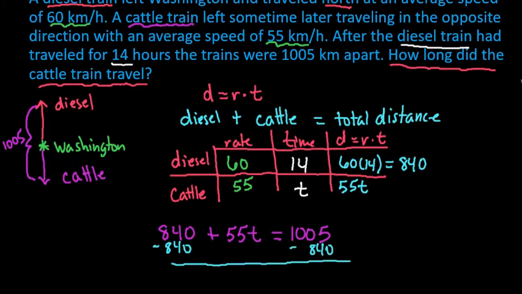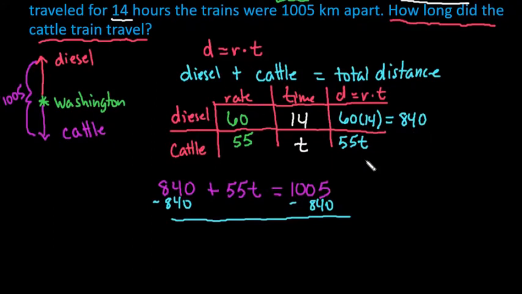When we do this, we end up with 165 equals 55 times t. And so our time ends up being 165 divided by 55, which is 3 hours.